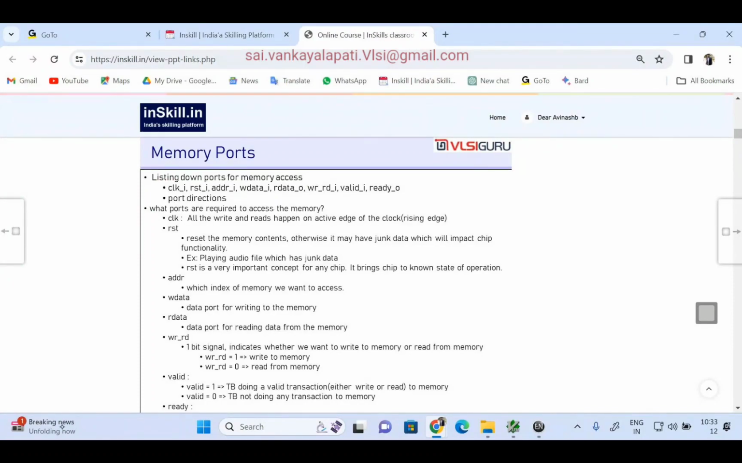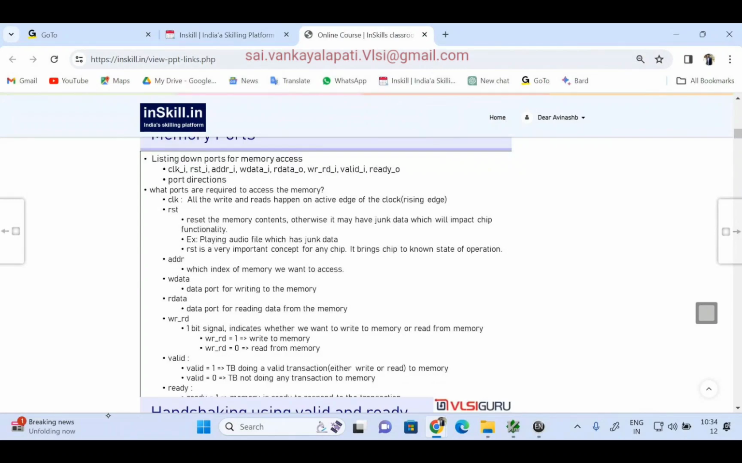Another input is address. What is the use of this address? Address is the index of the memory we want to access. Sometimes I don't require all the locations of the memory, only a particular slice. I will slice the address and take only that address. So address is an index of memory from which we want to access the data. W data is the data port for writing to the memory. R data is the data port for reading the data from the memory. If you understand the ports for the memory, writing a program is easy. If you don't understand these port declarations and directions, it is quite difficult to model the memory in Verilog.